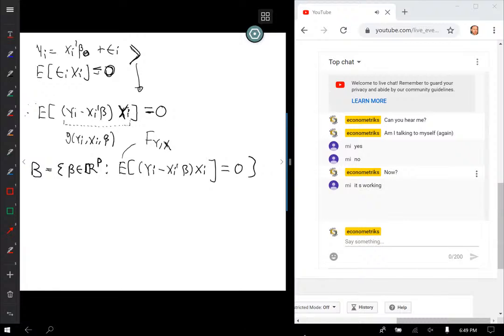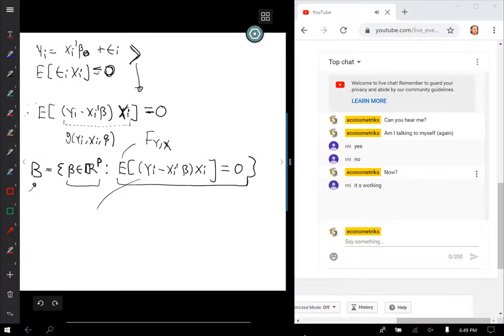Okay. Well, we can then just solve. So this is just saying define B as the set of all vectors beta which solve this moment function condition here. That's a fancy way of just saying that in words. B is defined as the set of all vectors that satisfy this condition here. So then we can just solve it.